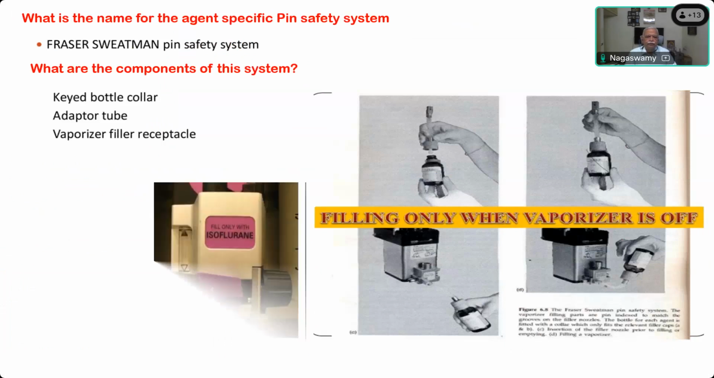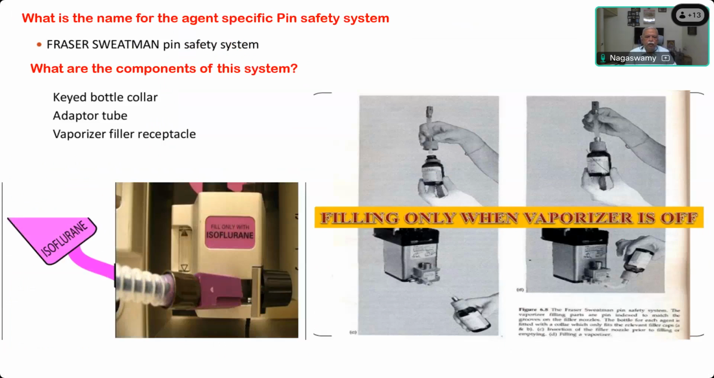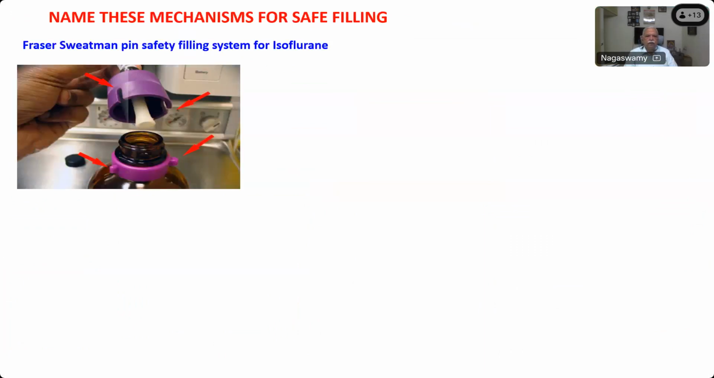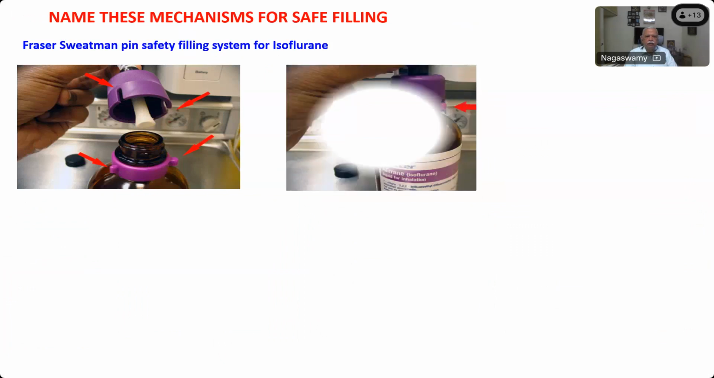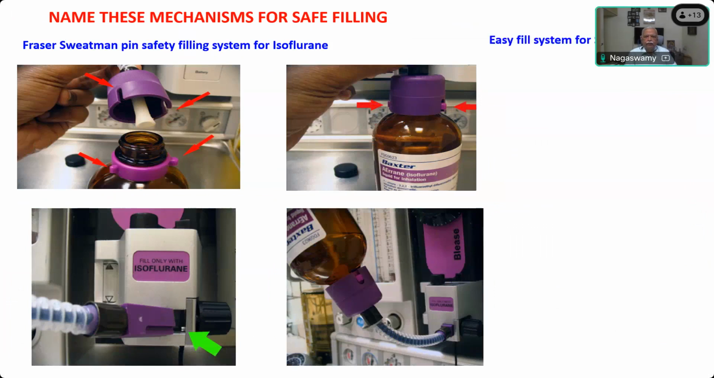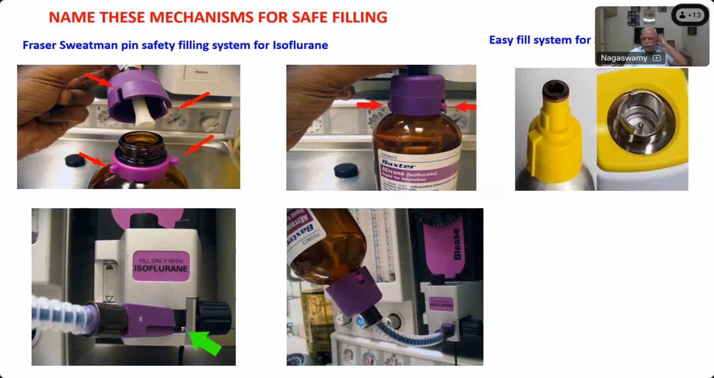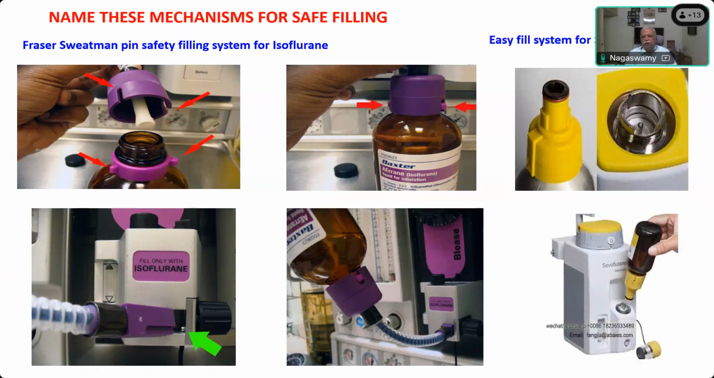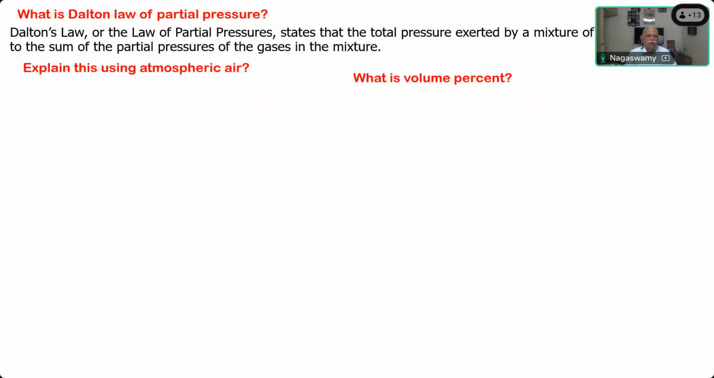So this is a close-up view of how you insert and then fill that thing. These are the steps, how you fill that bottle. Because isoflurane is a little difficult, unless you put the correct groove into the slots, you cannot fix it correctly. This is the easy fill, where the bottle cap already has that specific filling method component. Dalton's law of partial pressure.